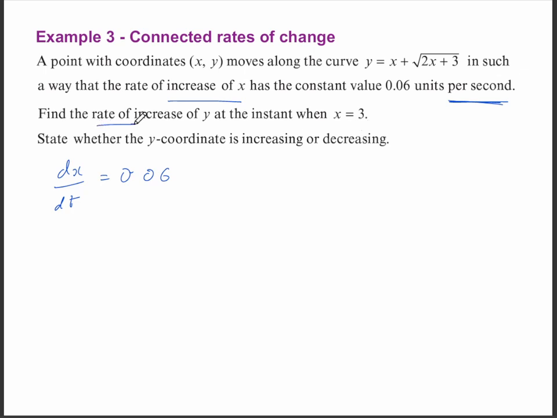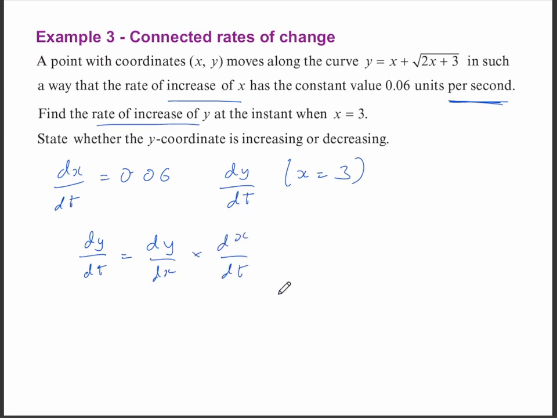So we want to find the rate of increase of y, so we want to get dy over dt when x is equal to 3. So with this right here, we can show a formula where dy over dt is going to just equal dy over dx times dx over dt, where dx is cancelled out to give you dy over dt. So we have this right here, which is 0.06.